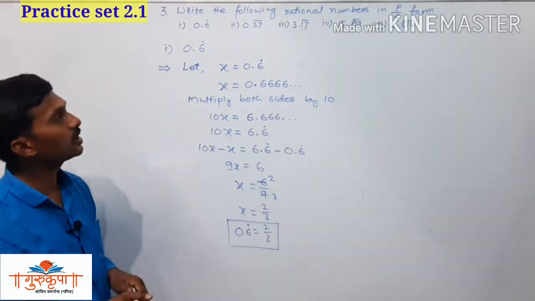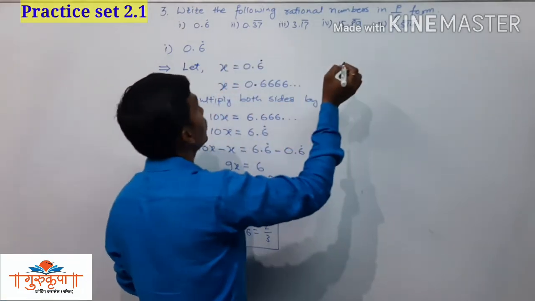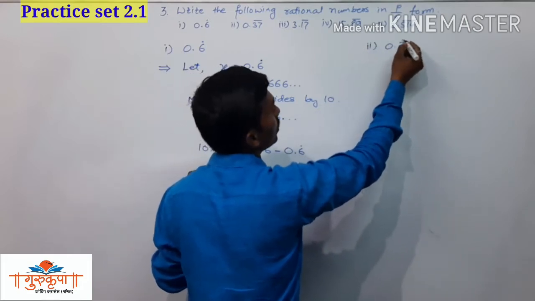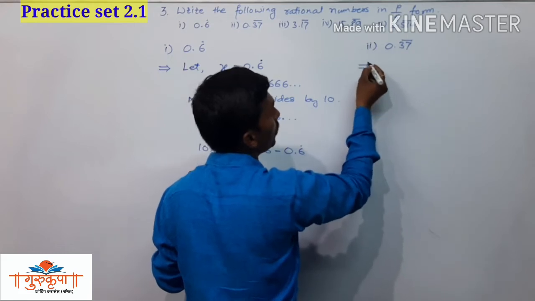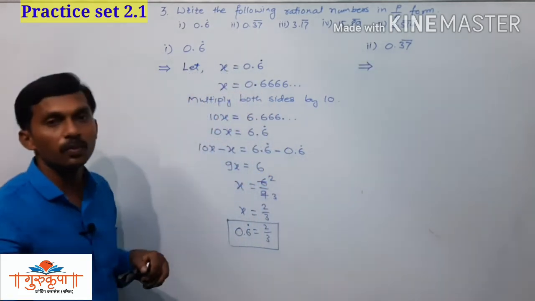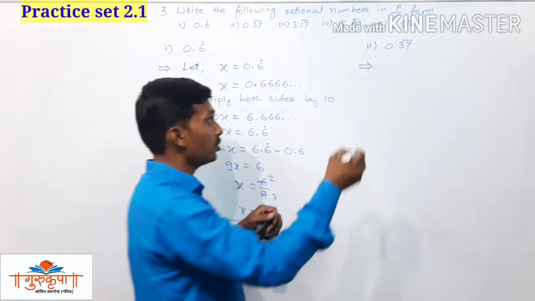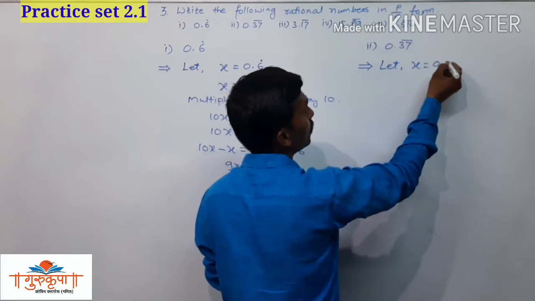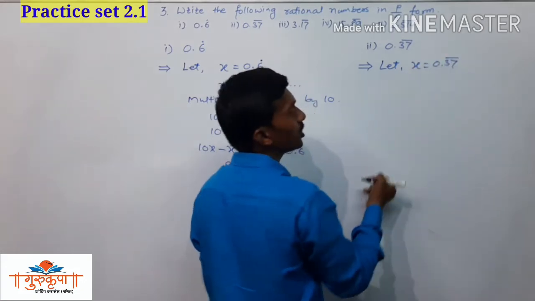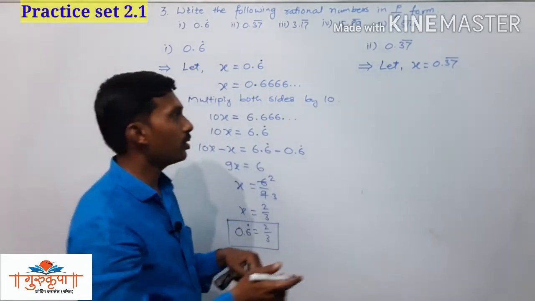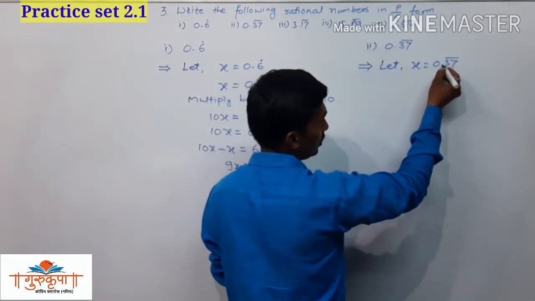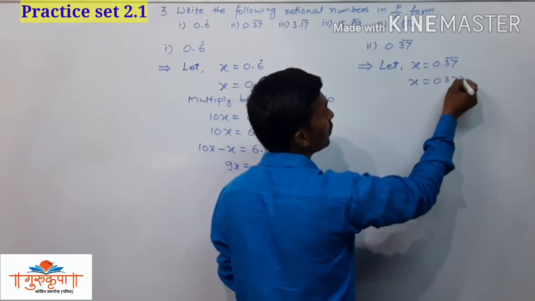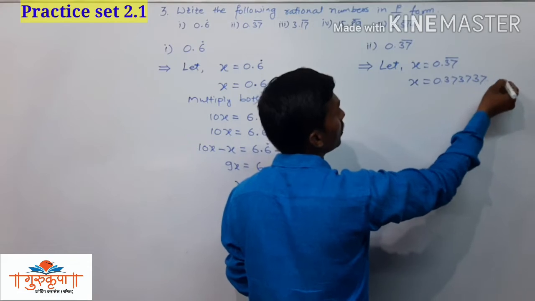Now we will take the next example, that is 0 point recurring 37. In the first step, we have to represent that decimal form using a variable. So here we write let x is equal to 0 point recurring 37. Now we have to write this 0 point recurring 37 in the recurring form, that is 0.37, 37, 37 and so on.